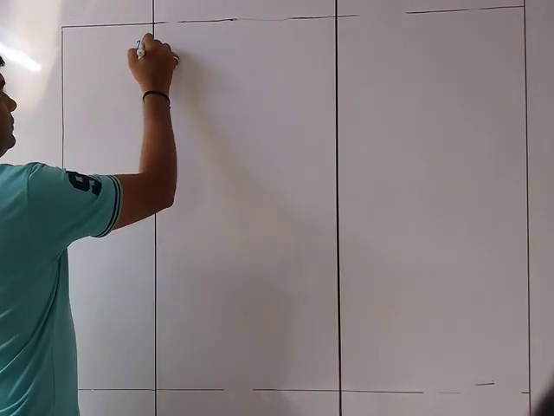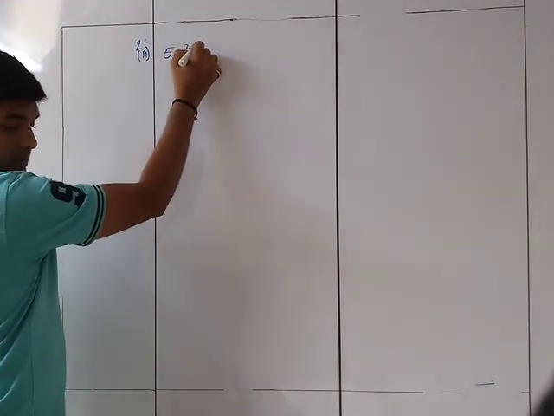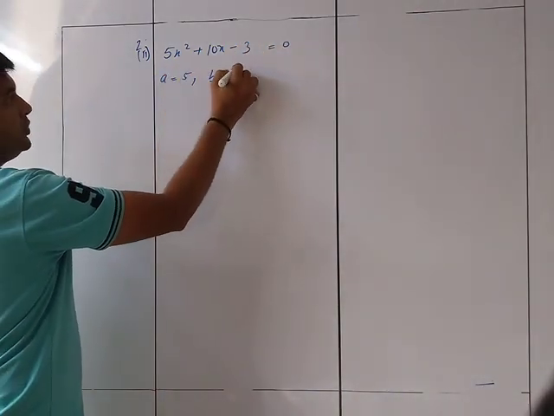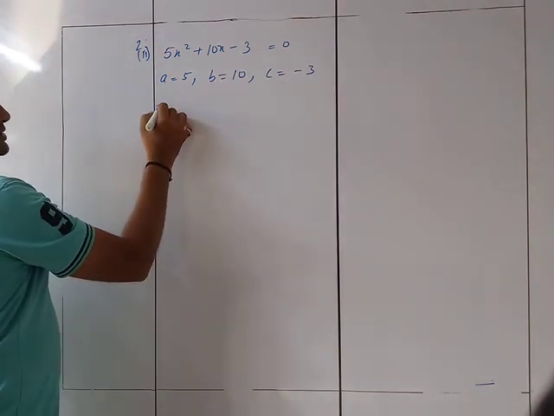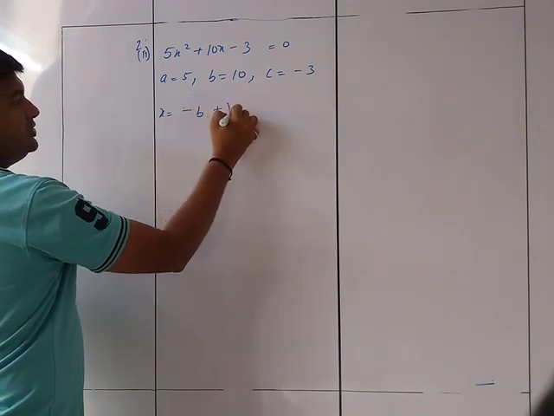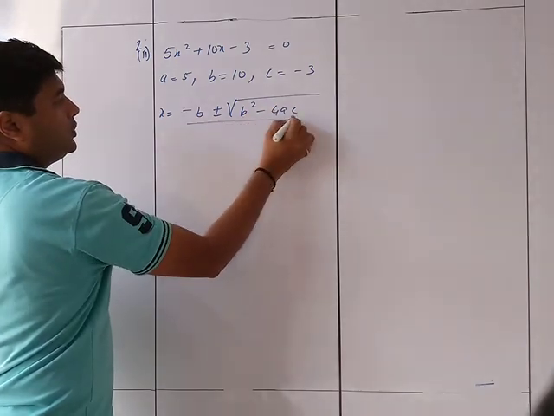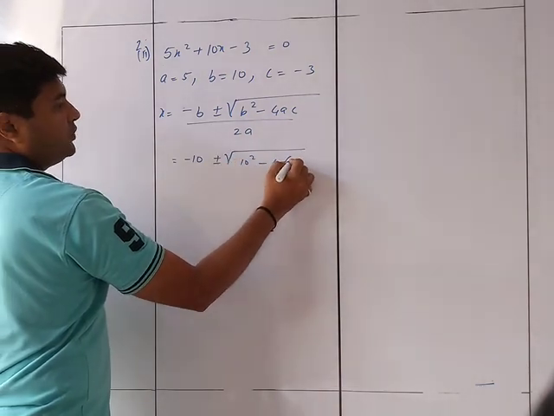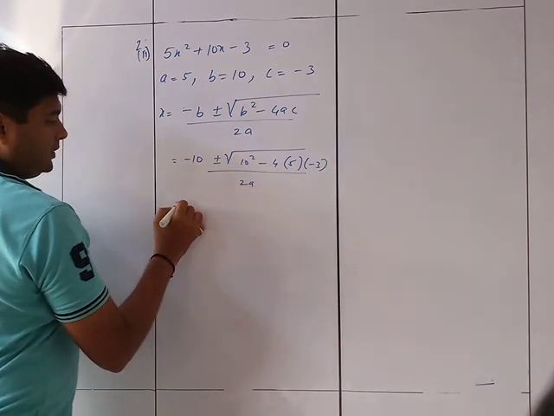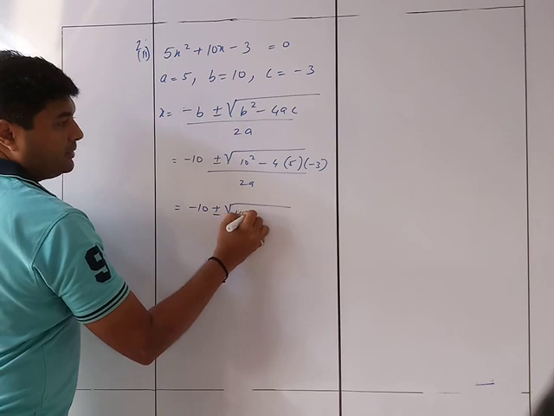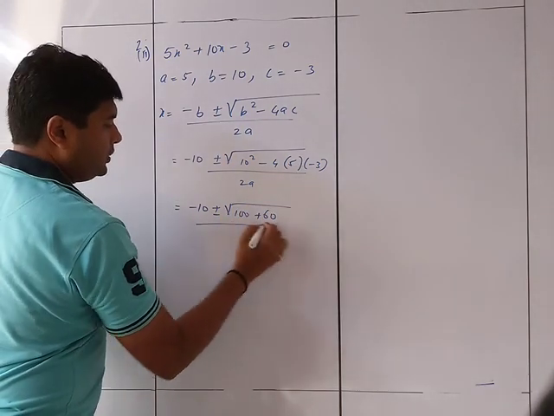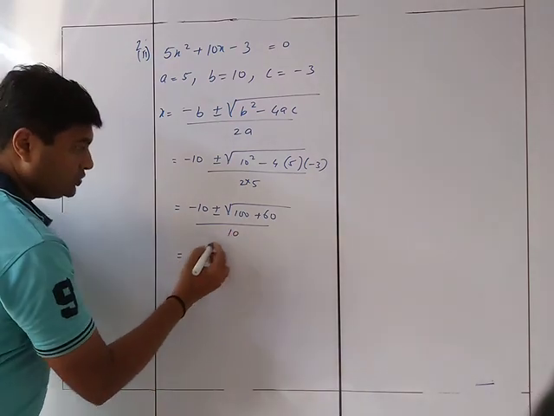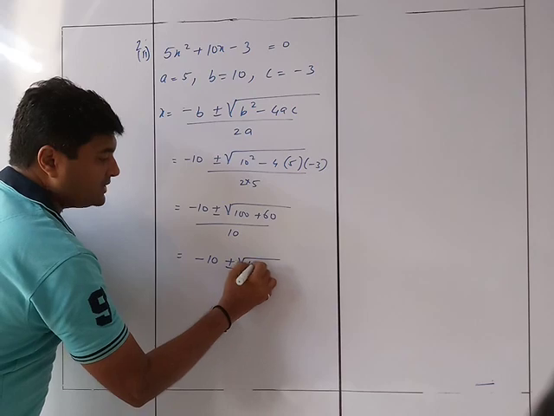We have 5x square plus 10x minus 3 is equal to 0. So a is equal to 5, b is equal to 10, and c is equal to minus 3. Hence, x is equal to minus b plus or minus root of b square minus 4ac upon 2a. So we have minus 10 plus or minus root of 10 square minus 4 into 5 into minus 3 upon 2a. We have minus 10 plus or minus root of 100 plus 60 upon 2a. So 2a, a is 5, that is 10. So we have minus 10 plus or minus root of 160 upon 10.